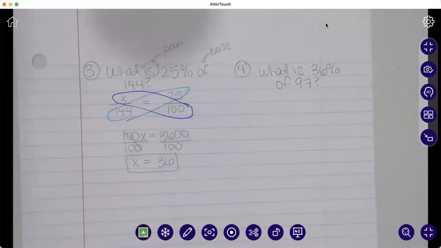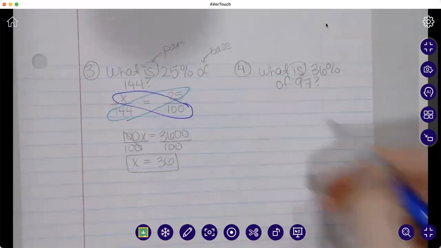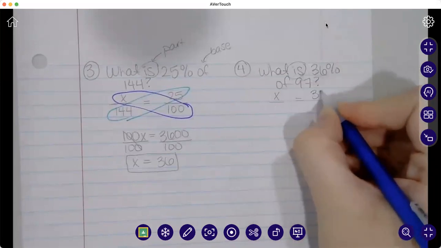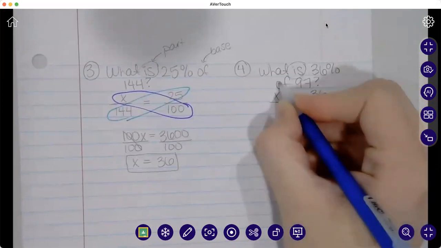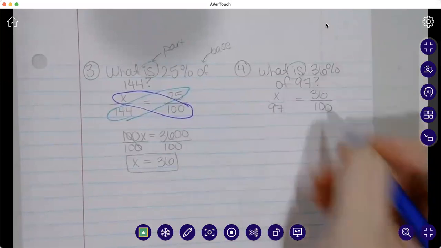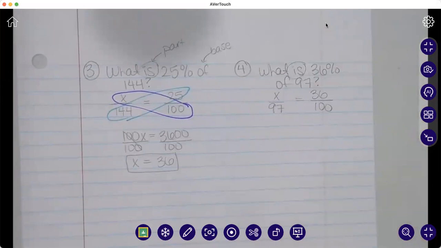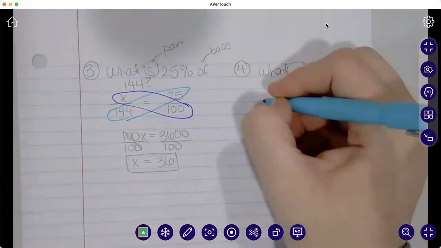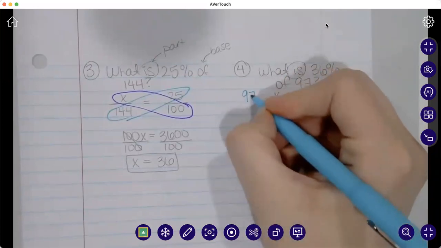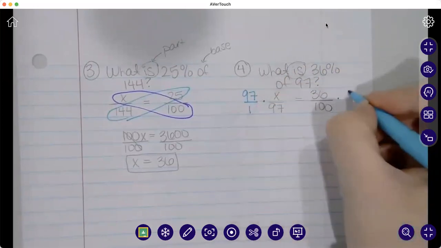Okay, let's see how you did. So, what is 36% of 97? Which is going to lead me to a percent proportion like this. Now, to follow the same pattern, I'm going to go ahead and multiply by the reciprocal to make sure that you have both methods available to you. So that means I'm going to multiply by whatever is with the variables. So therefore, I'm going to multiply by 97 divided by 1 on this one.